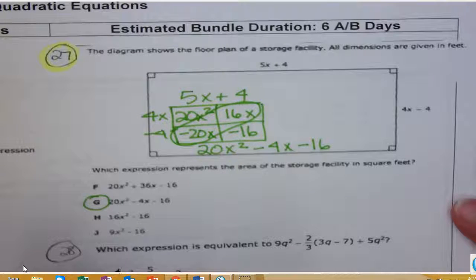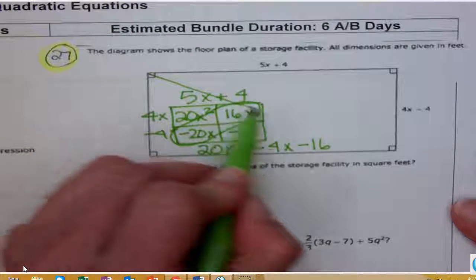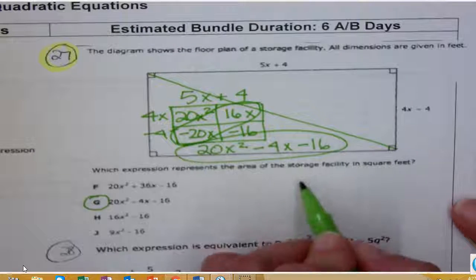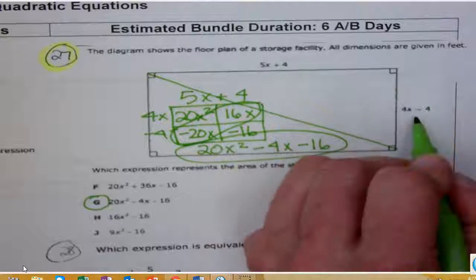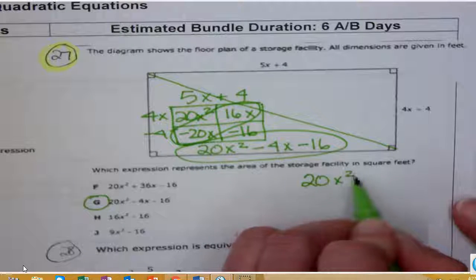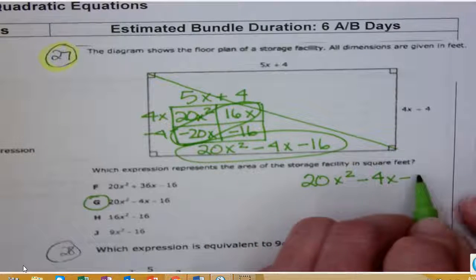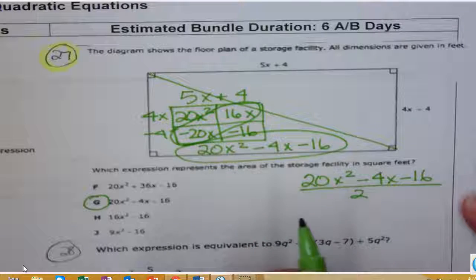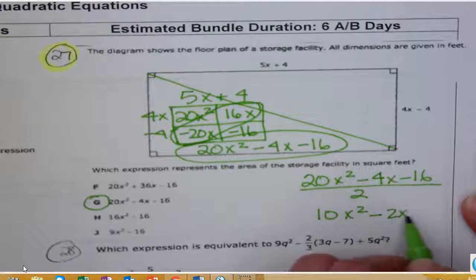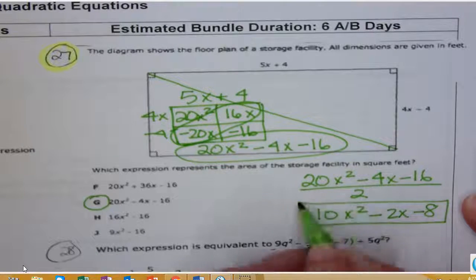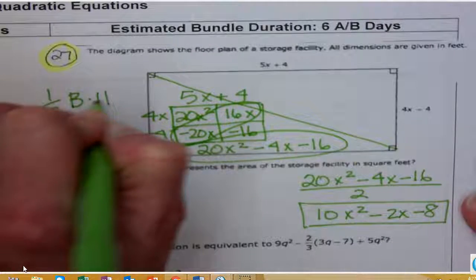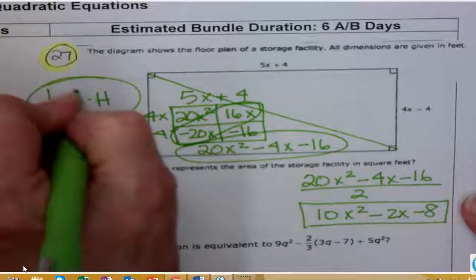Now, what if this was a triangle? What if we were trying to find the triangle? We would have to divide this whole thing by 2 because this would be your base, this would be your height. How would you divide this whole thing by 2? You basically just get 10x squared minus 2x minus 8. Because to find it's 1/2 the base times the height for a triangle.